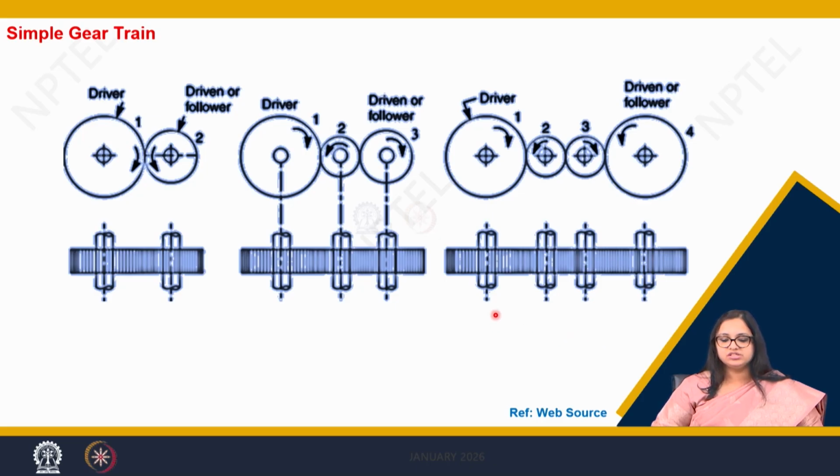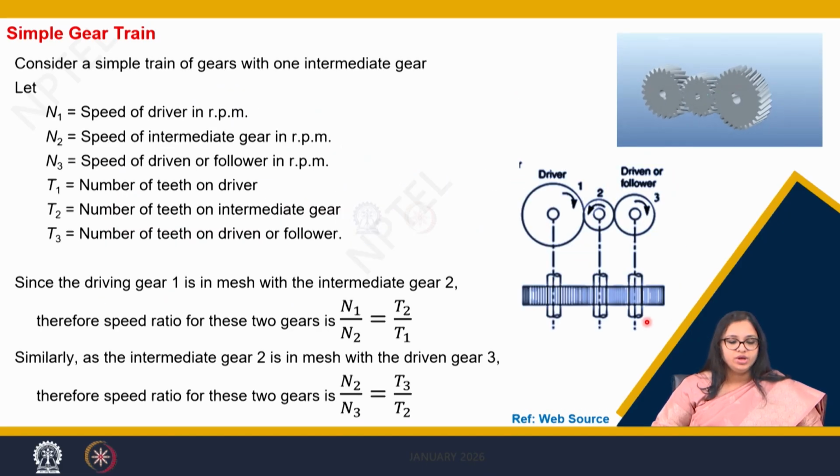Now when the distance between the driver and the driven is more, we use this kind of configuration, and this kind of configuration we may use when we want the driver and driven to rotate in the same direction. So the third configuration can also be used when there is a limitation of the size of the gears that are being used. Well, for such simple gear train, let us see about the configuration 2.